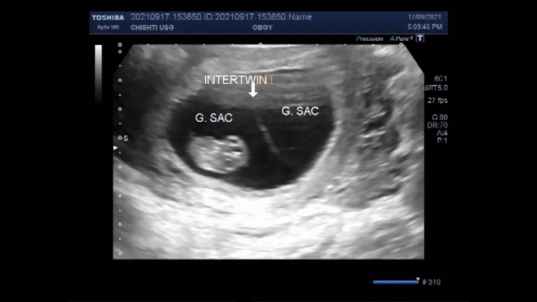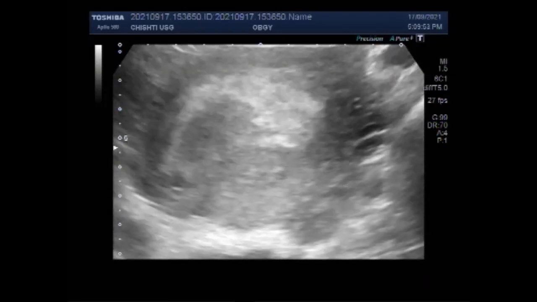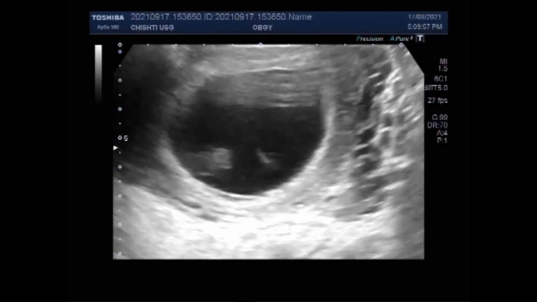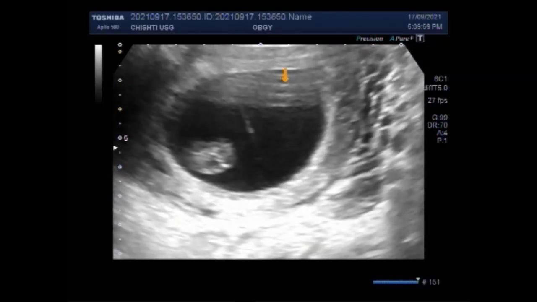So the one gestation sac has an echo-normal fetus having blood flow and cardiac activity, and the other sac is empty, that is blighted ovum or anembryonic pregnancy. So one gestation sac has blighted ovum or anembryonic pregnancy, the other gestation sac has a normal fetus.